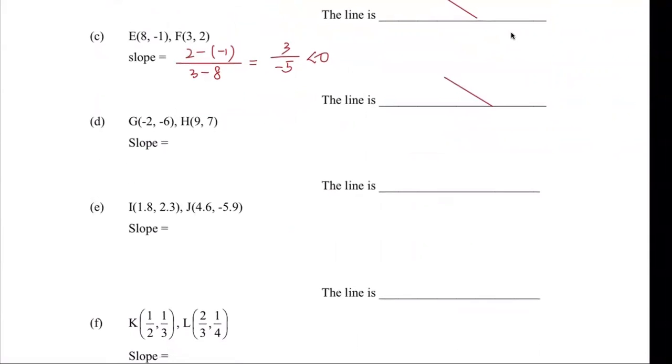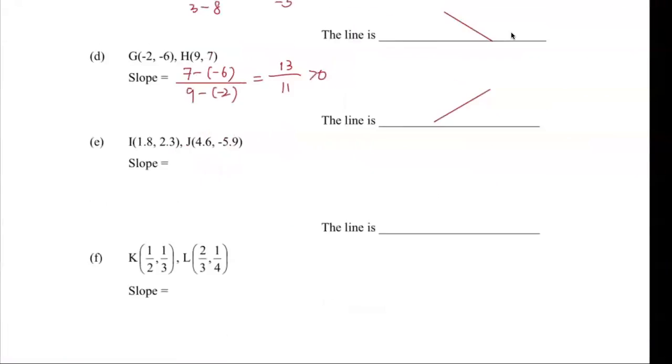Let's do D. Slope is equal to 7 minus (minus 6) over 9 minus (minus 2). So this is equal to 7 plus 6, which is 13, right? 9 plus 2, which is 11. So this is greater than 0. So the line is upward to the right. Okay.